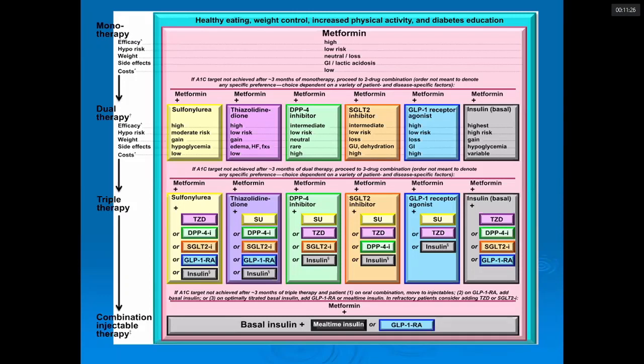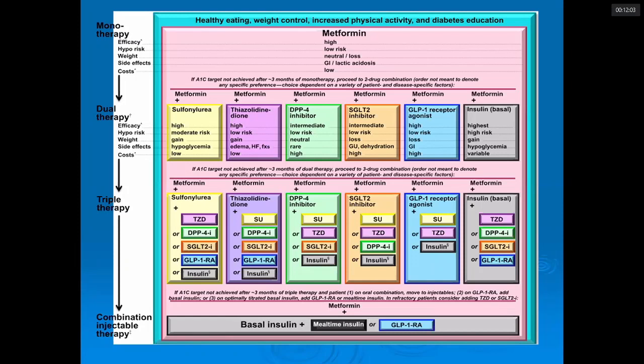This slide is very important. This is the group of oral hypoglycemic drugs. And everybody must know this group, okay? So for the patient, we have healthy eating, weight control, increased physical activity, and diabetes education, plus metformin in type 2. Every patient must have metformin if there is no contraindication, which is renal impairment, advanced liver disease, or advanced heart failure. After 3 months, if the target, which is hemoglobin A1C reaching 7, is not achieved, then we add another group.